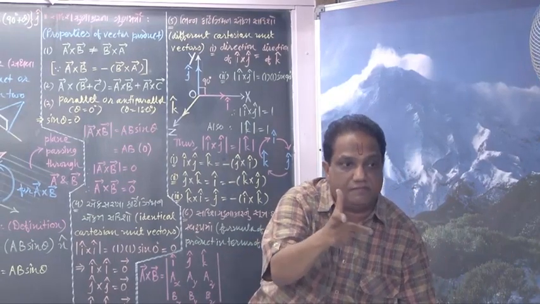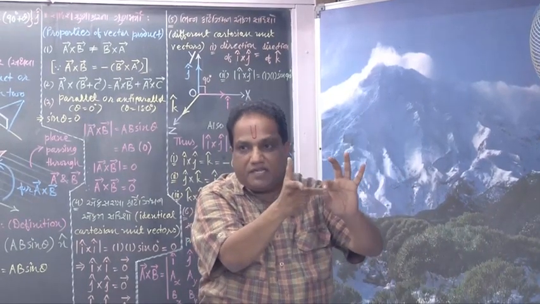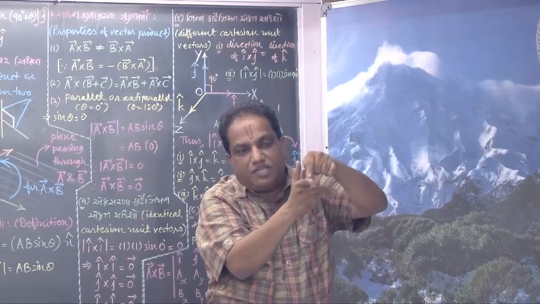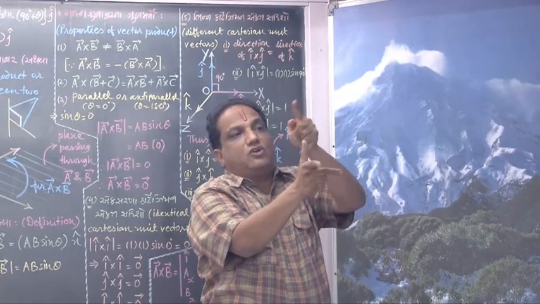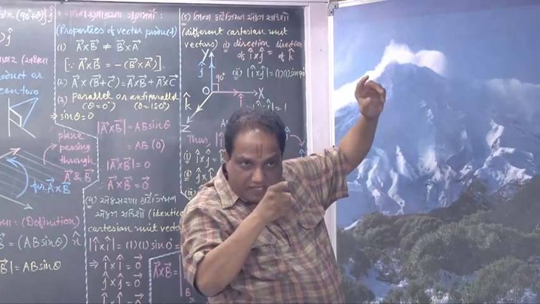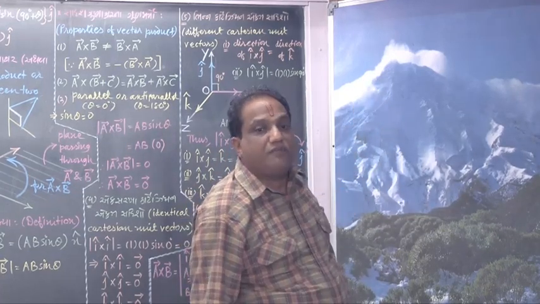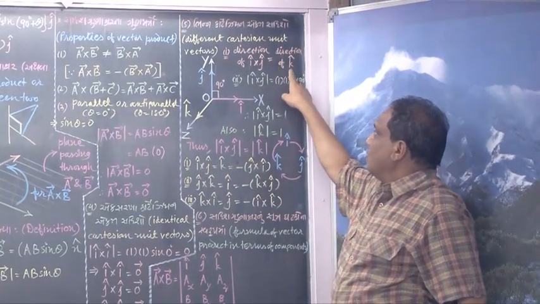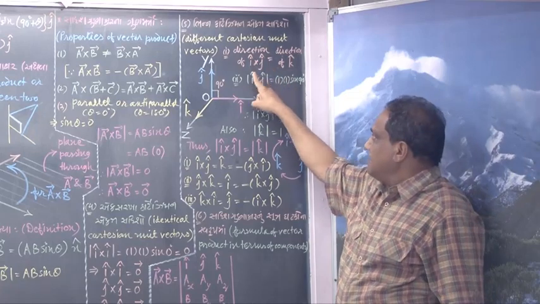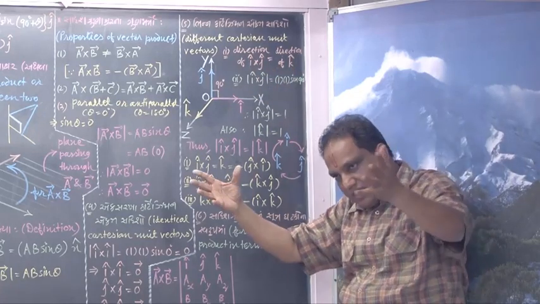Tell me, if this is i hat, this is j hat, what is this? k hat. The direction of i hat cross j hat has come out to be the same as that of k hat. So I have written here direction of k hat. Direction of this and direction of this, both of them are same.